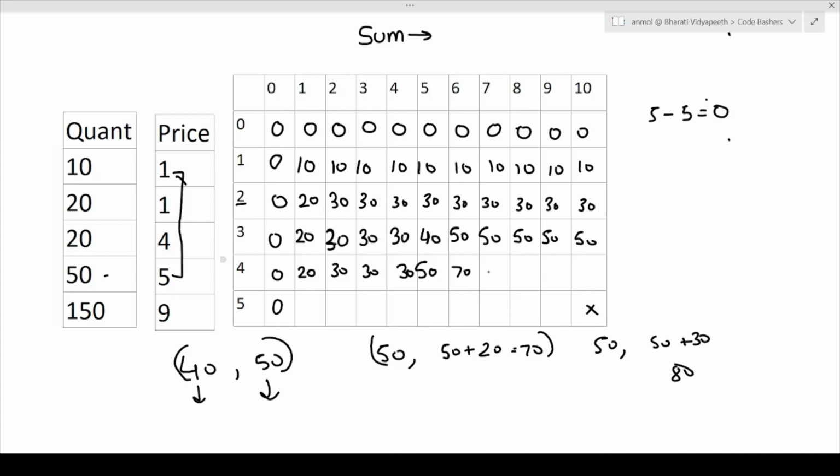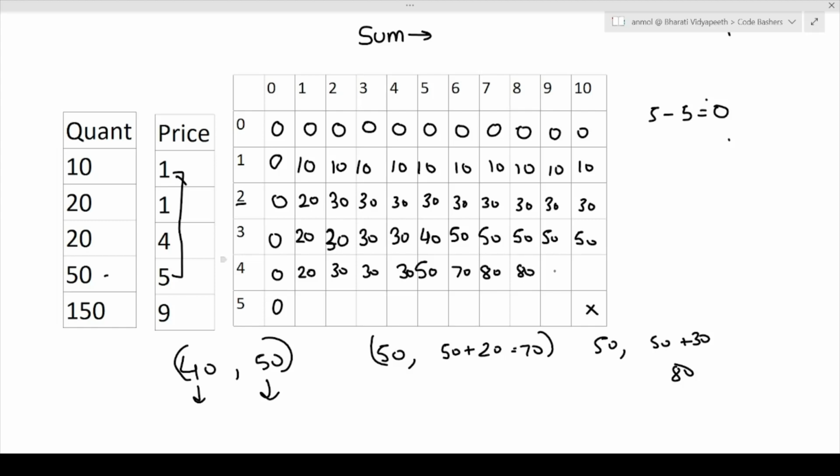Out of 50 and 80, what is maximum? 80 is maximum. Okay, I hope you got it. Again at this column also, 50 is the value, that is one value above. 8 minus 5 is 3. 3 comma 3 is 30. 50 plus 30 is 80. So here also 80 will come.